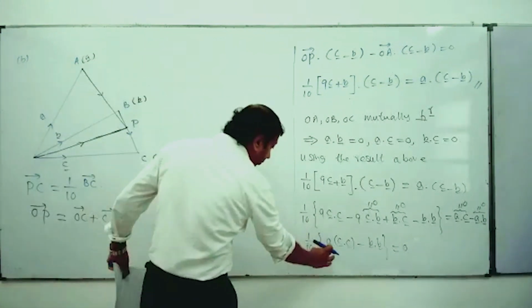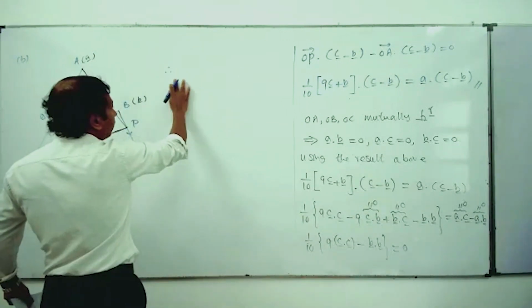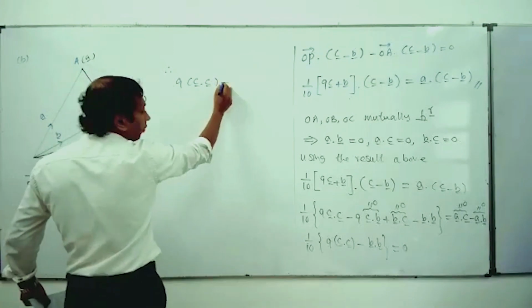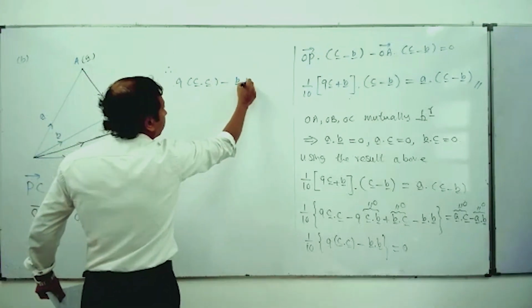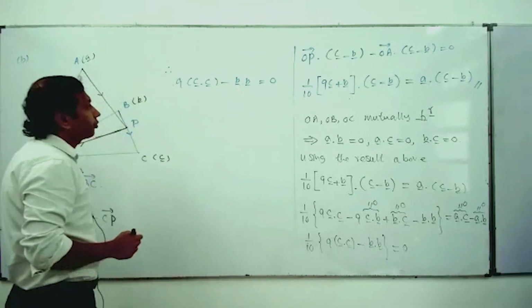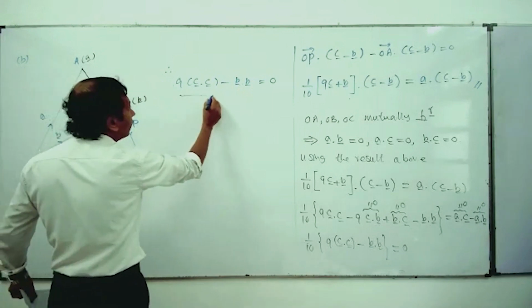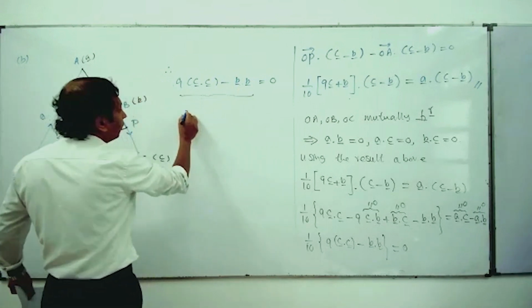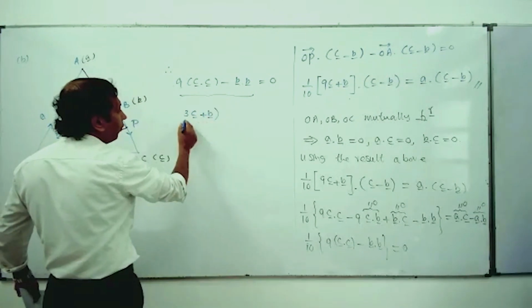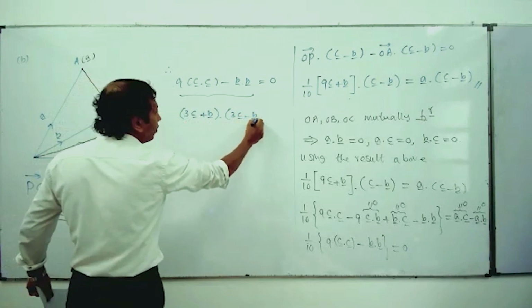Yes, this part should be 0. 9 times C dot C minus B dot B will be equal to 0. This one you can write as 3C plus B vector dot 3C minus B vector.